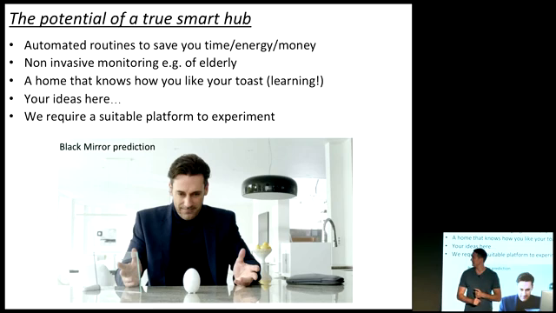One that I've identified is non-invasive monitoring. So let's say you have an elderly relative and you're a bit concerned about their welfare, but you don't want to invade their privacy by sticking cameras in their home. The question is, can you come up with some kind of system which can monitor them, give you that reassurance, but not invade their privacy? And I think a smart home might be one way to do that.